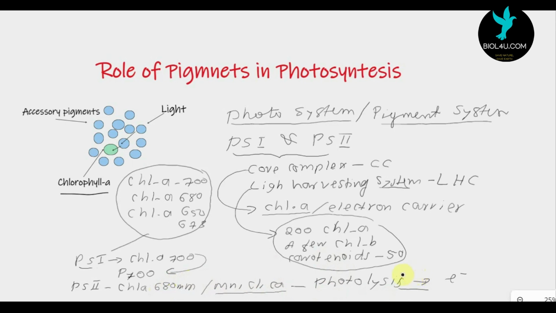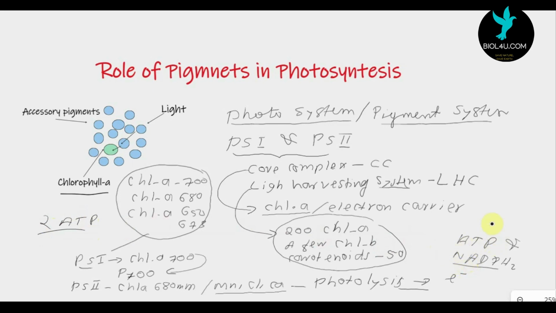only ATP is produced. In non-cyclic photophosphorylation, ATP and NADPH2, nicotinamide adenine dinucleotide phosphate reduced, are produced, but in the cyclic only ATP molecules, 2 ATP molecules, are produced. Okay, that is the difference between the cyclic and non-cyclic electron transport systems.